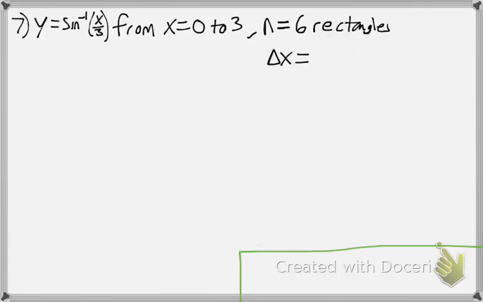On number 7, they want us to calculate the area under the curve, this time using both left and right Riemann sums. Number 7 is sine inverse of x over 3 from 0 to 3, and they want us to use 6 rectangles. So the width of each rectangle, if we take 3 minus 0 over 6, we get 0.5.